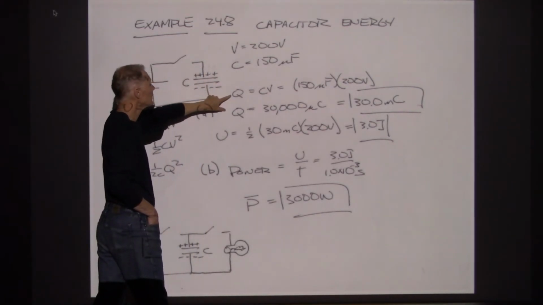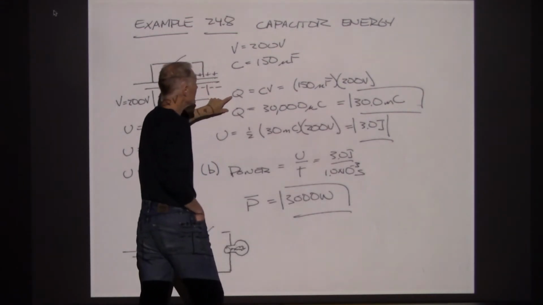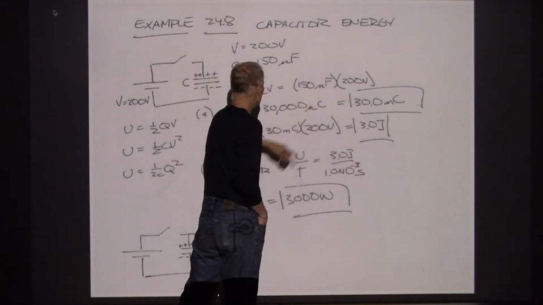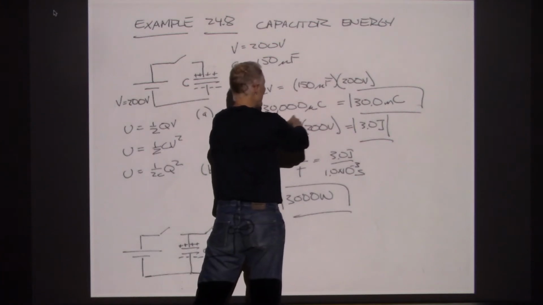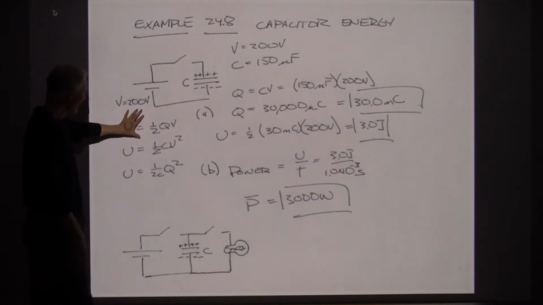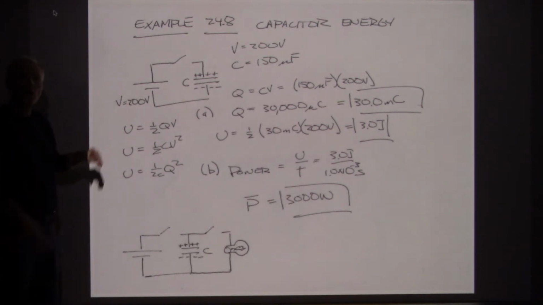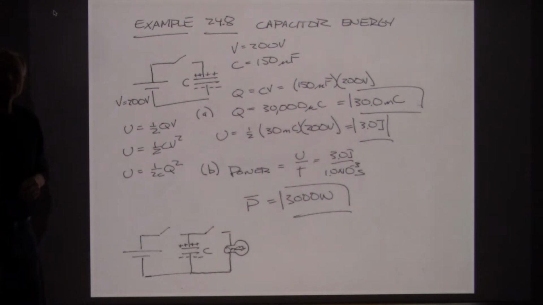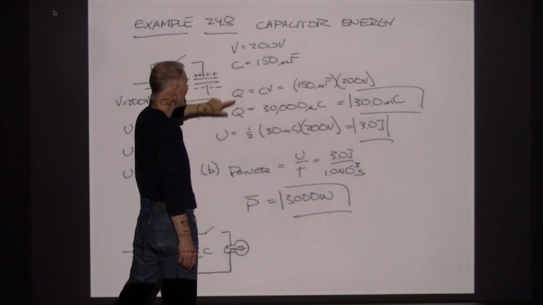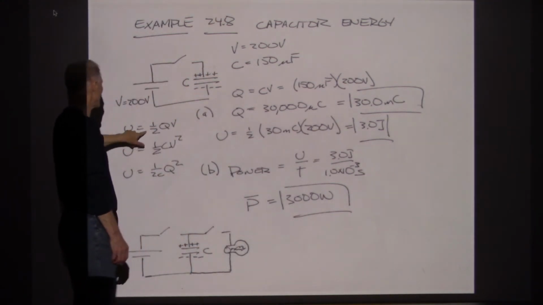The charge then that we're storing is 30,000 microcoulombs, which, since it's 30,000, I converted over into 30 millicoulombs. Now my energy formulas, I can use any of these. All 3 of those formulas are equivalent to each other. Since I know the voltage and I know the charge, I'm going to use this one.